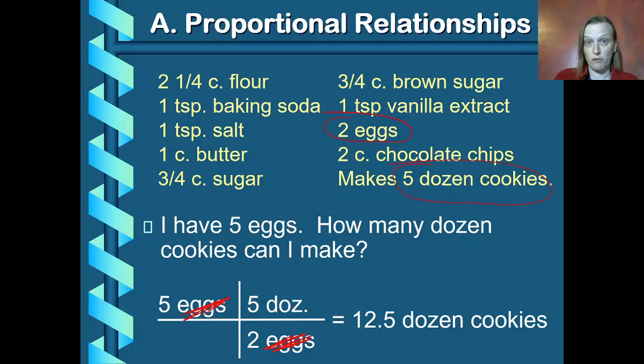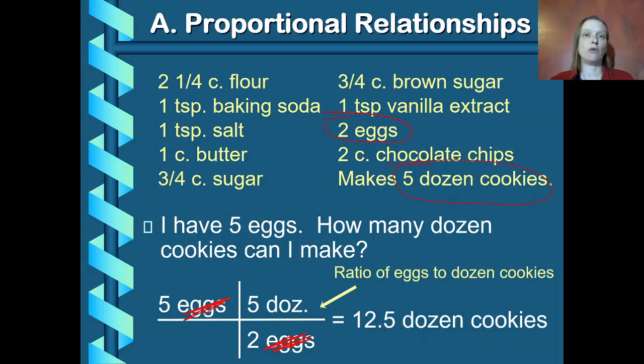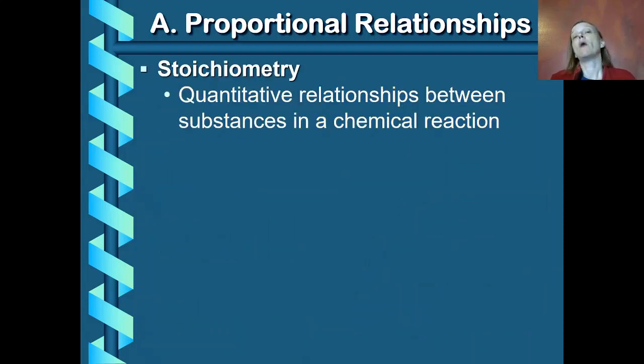I like to start with familiar examples so that you know ahead of time what the answer should be. Because with the chemistry questions we do, you won't know the answer ahead of time. So I recommend you always start with an example that you understand so that you can apply the technique to a situation that you don't understand as clearly. So what we did was we made a ratio from the recipe, a ratio of eggs to dozens of cookies to make our conversion. When we do stoichiometry, we do the same thing, except the recipe is our balanced chemical equation.